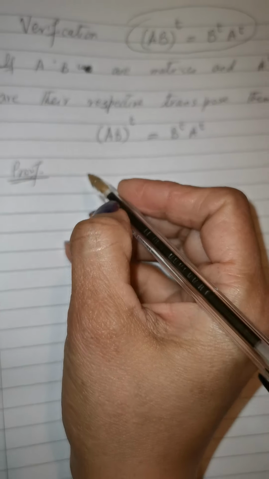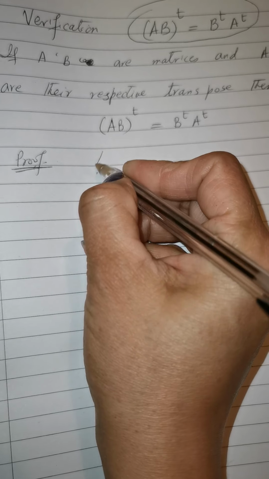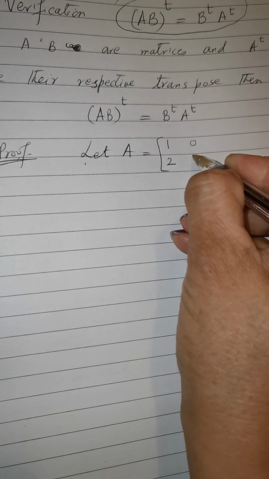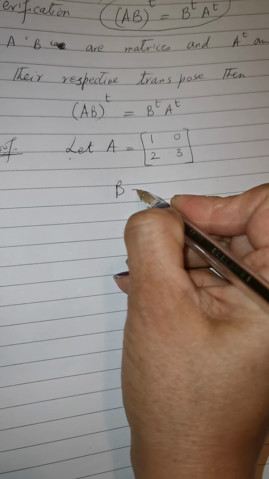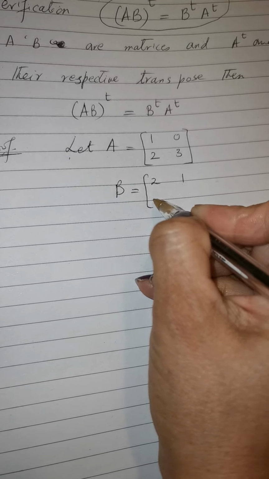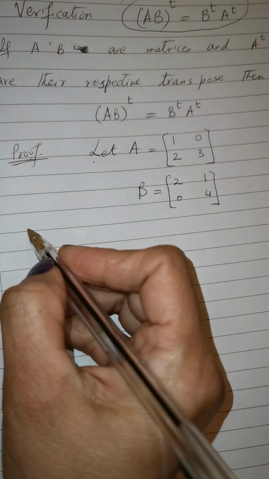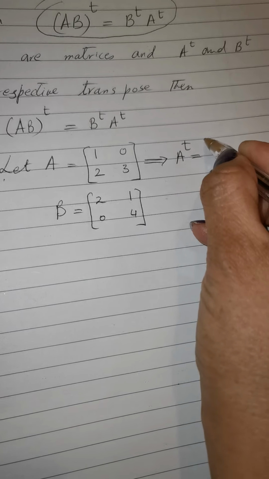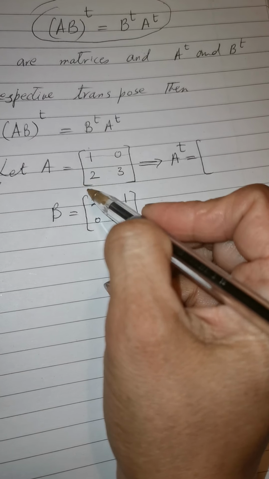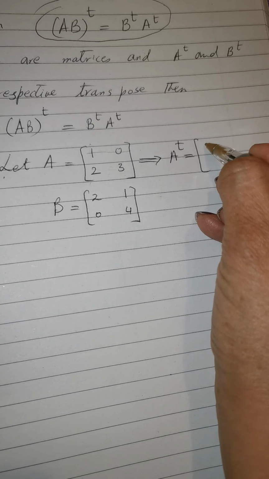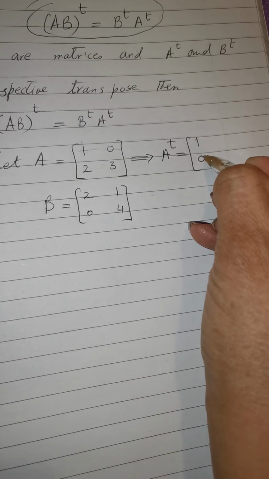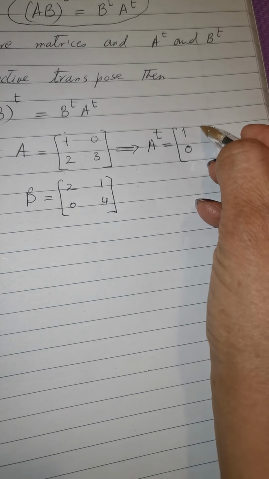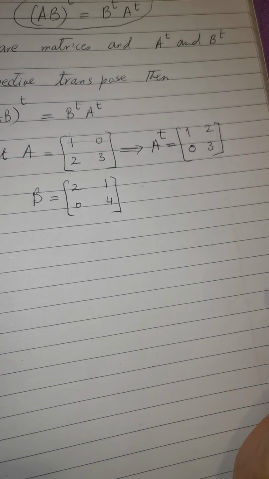For its proof, we will take any two matrices. Let A is equal to, I will take 1, 2, 0, 3. Any matrix of order 2 by 2, I will take B as, right? Now here I will write the transpose of A. Do you know what is the definition of transpose? If I will change a row into column, then it will be the transpose. So, I am changing the rows into columns. This row I will make it column, and second row I will make it second column. This is our A transpose.